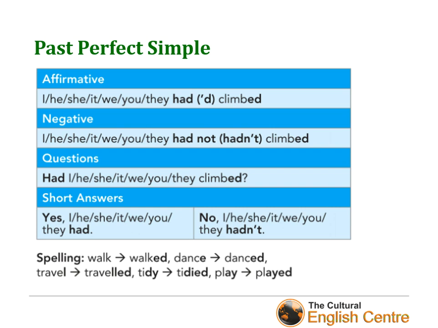If you want to make an affirmative sentence with past perfect simple, you need to use a subject, the verb had, and a verb plus ed, or the third form of the main verb. For example, I had climbed. To make a negative, we simply add not to had, so we can say had not or hadn't. For example, she hadn't climbed.